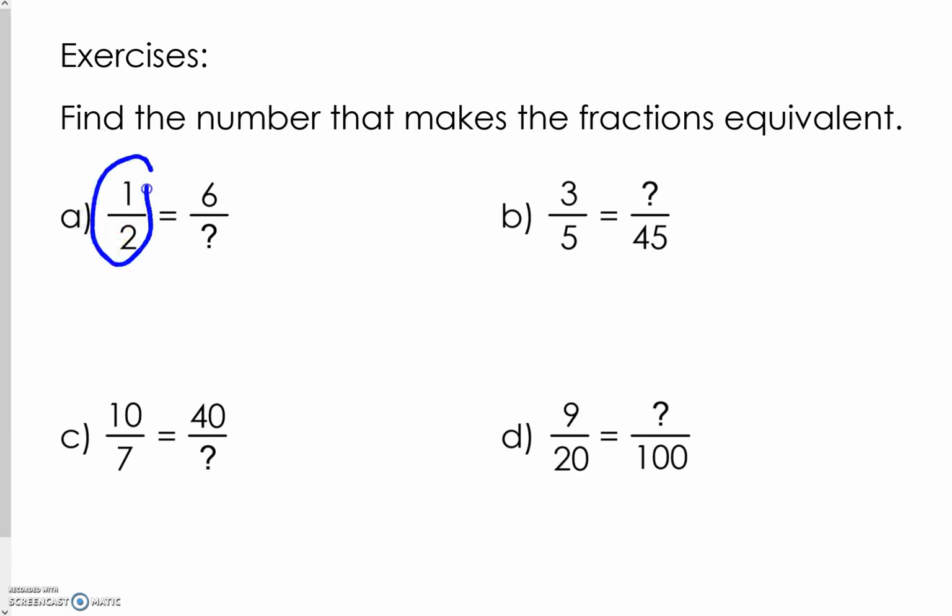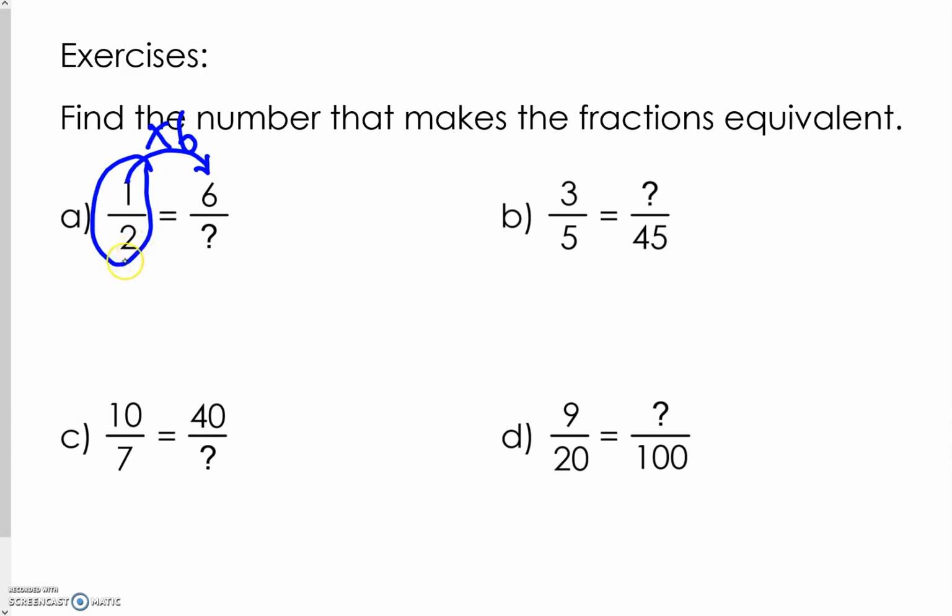1/2 is equivalent to 6 over what? We are looking for a new denominator. Remember, we look at the given numbers. We have both numerators. To get from 1 to 6, we multiply by 6. We're looking to either multiply or divide. In this case, the number was getting bigger, so I know that we multiply.